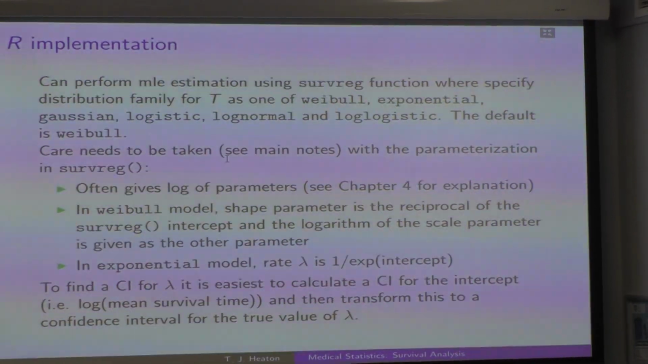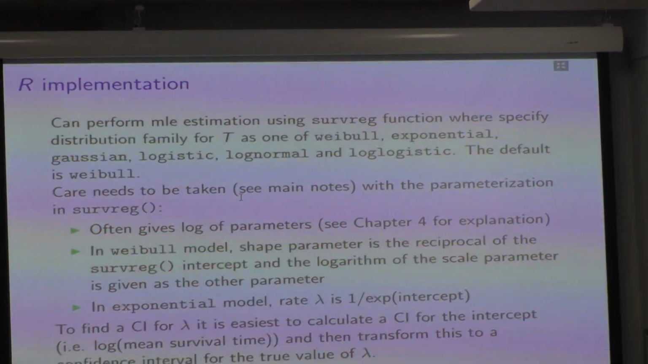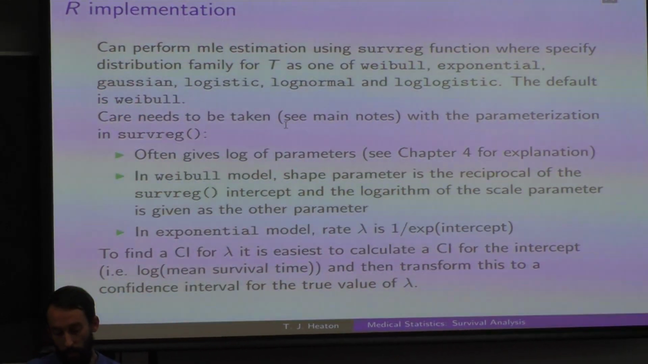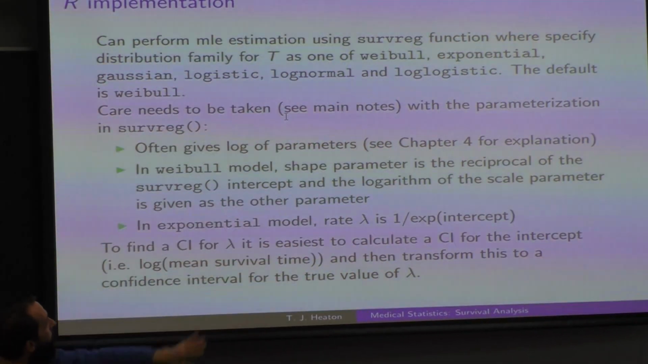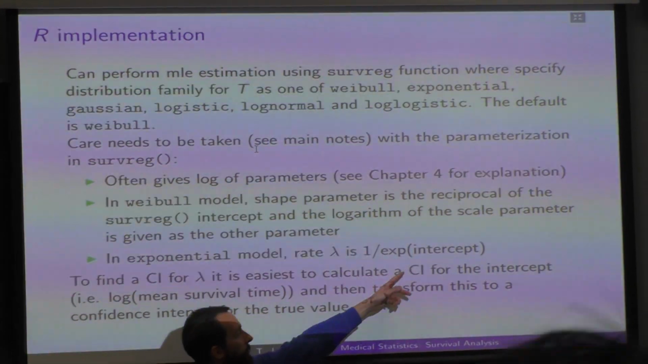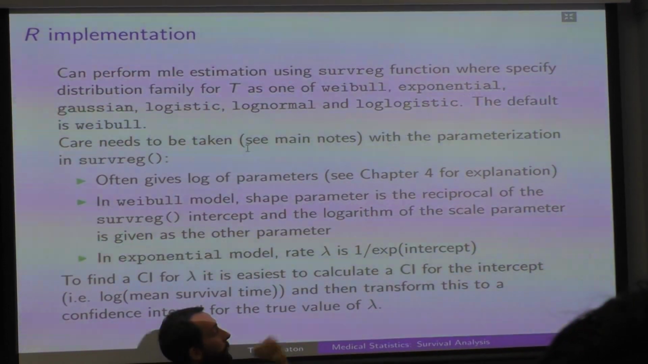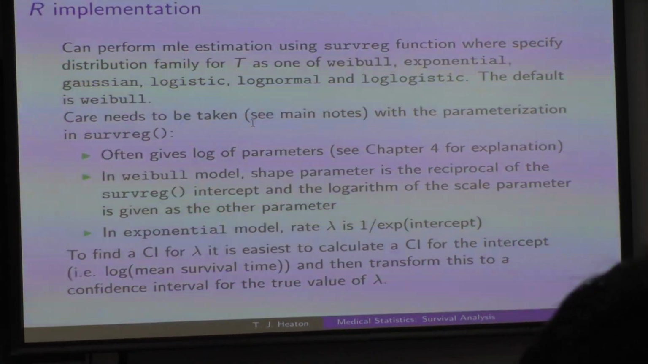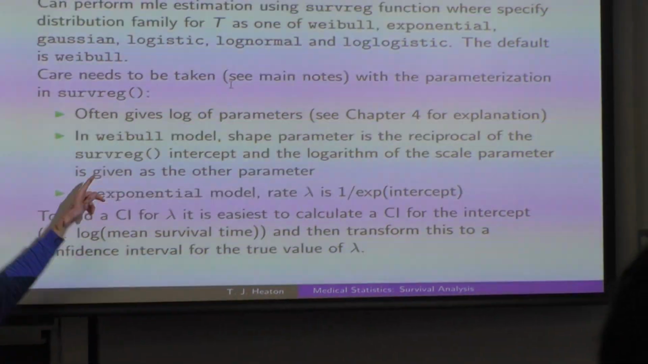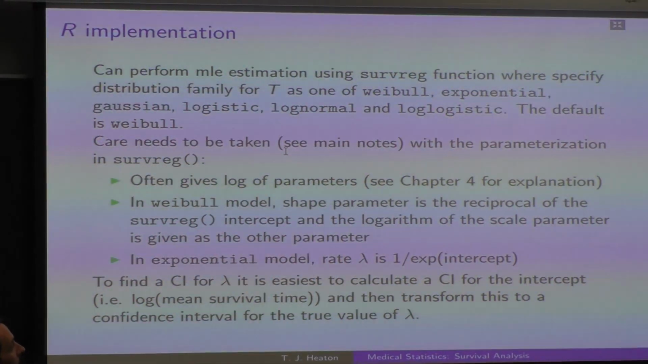Exactly what survreg gives you as output, you need to know how that relates to the particular parameter. I don't want to talk about it too much here because survreg is actually used later on in the course. I just want to say that when you're fitting an exponential model, it gives you a term called intercept, and lambda is 1 over e to the intercept. You'll see later on in the course why it does that, because survreg is a slightly more powerful function than just allowing you to fit an MLE to one group of data.